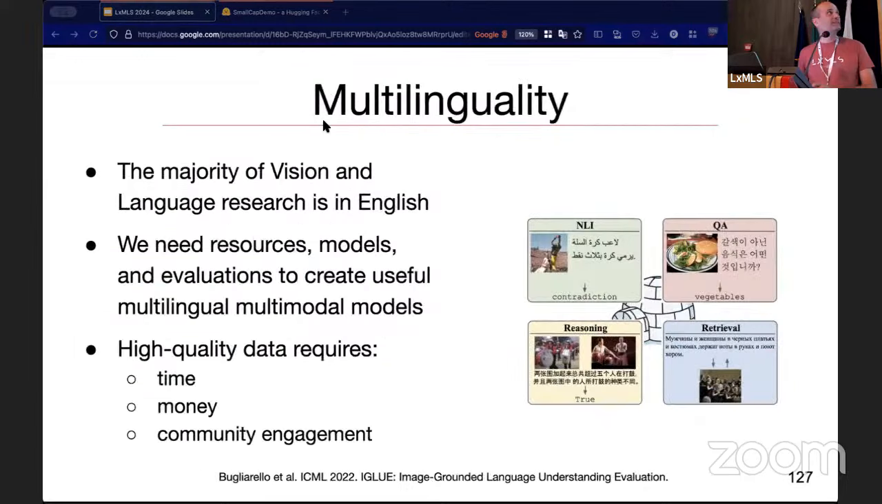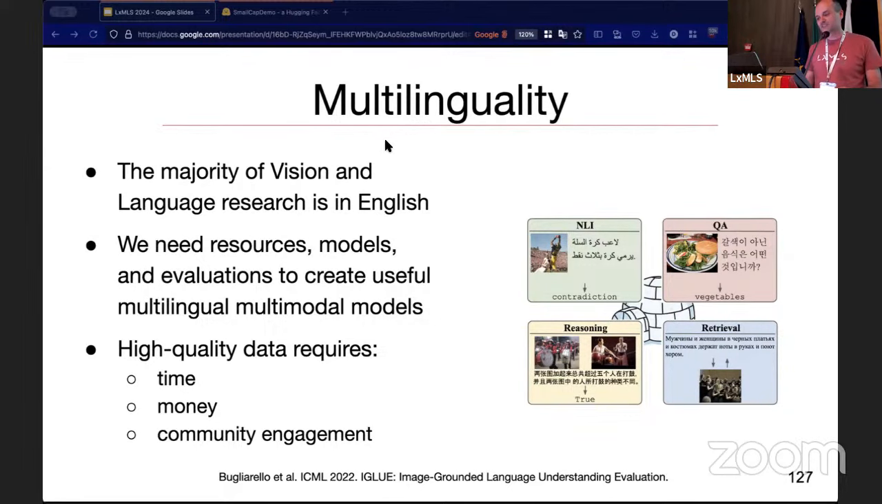I also think that multilinguality is just going to be an increasingly important direction to think about in the future, because most of the work is still in English, and we need resources and models and evaluations that go well beyond English. But this requires time, money, and engagement, three things which are in limited scope, especially if you're starting your PhD or you're in the middle of it.